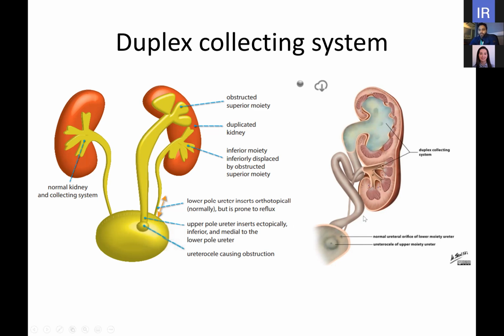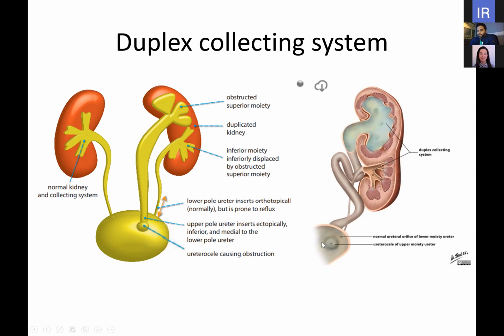Now, the reason why this is important is largely because of the effects they have upstream. So, for example, here you have the upper pole of the kidney that enters the urinary bladder inferiorly and medially to the ureter draining the lower pole. This is the lower pole ureter entering the urinary bladder where you would normally expect it to enter, while the upper pole, the duplicated ureter, enters inferiorly and medially.